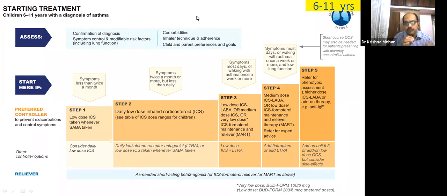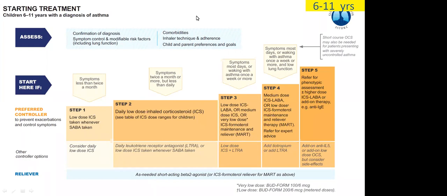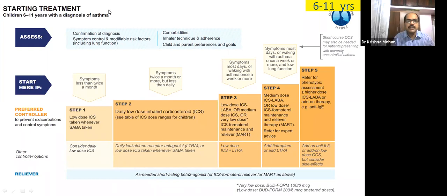So for a general practitioner, what we usually have to do is start with step 1. If the patient is not improving, you make it daily low dose inhaled corticosteroid. Or if the patient is not improving with step 2, you step up to step 3. Beyond that, if you are not getting adequate control, better refer to a pulmonologist or an allergy specialist. So that is about managing asthma in the 6 to 11 years age group.